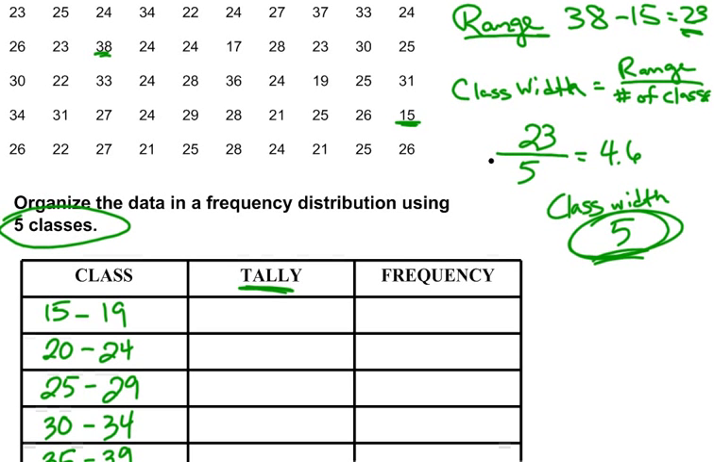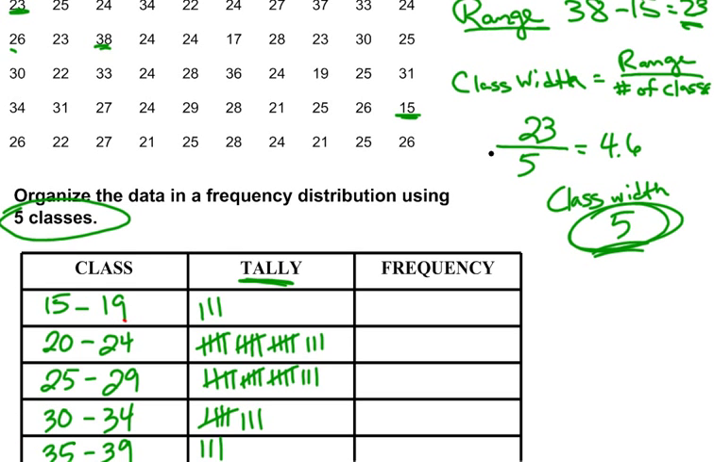The first value, 23, would be in this class right here, so we'll put a mark there to tally it up. Going down the list, 26 would be in this class, 30 would be in this class here, 34 would be in the same class, and 26 would be up here. And then we just continue to go down the list. There's 50 items here, so I'm just going to spare the time and skip ahead, and I'll come back with you in just a second.